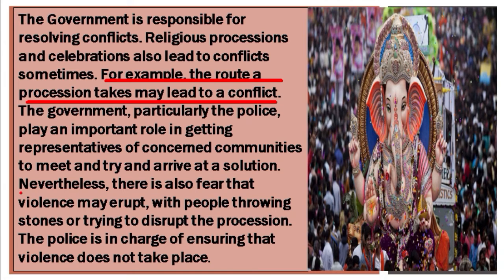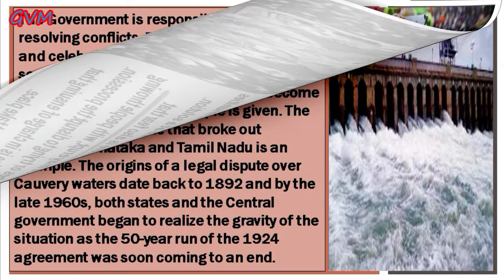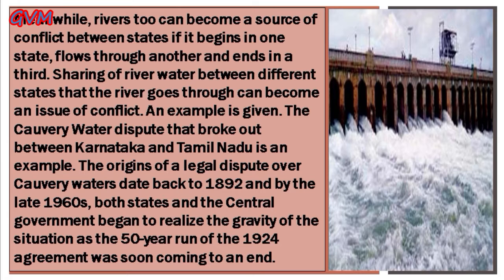And students, there is also fear that in such religious processions violence may erupt, with people throwing stones or trying to disrupt the processions. In that situation, in a democratic government, the police is in charge of ensuring that violence doesn't take place. And students, not only this, even rivers can become a source of conflict between two states.